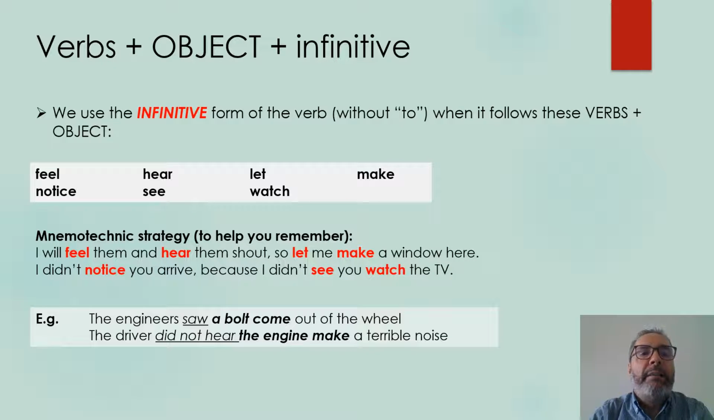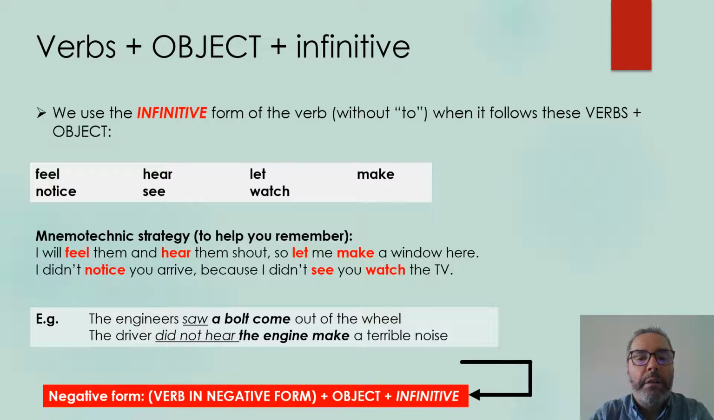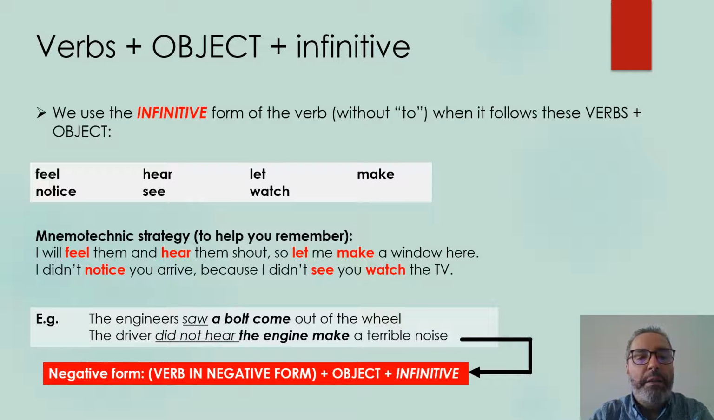Another pattern is verbs followed by object plus infinitive. In this case, we have these verbs and the mnemonic strategy that you can use. And two examples. The engineer saw a bolt come out of the wheel, or the driver did not hear the engine make a terrible noise. The negative form of this pattern is the verb in negative form, the corresponding verb plus object plus the infinitive.